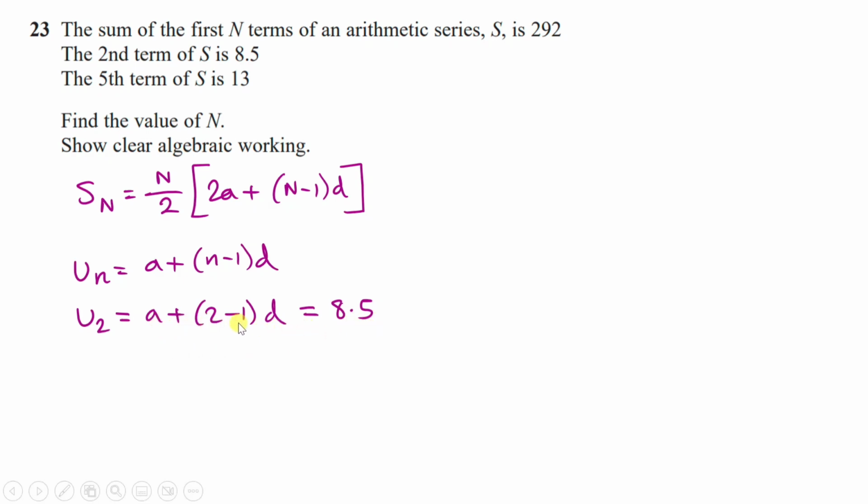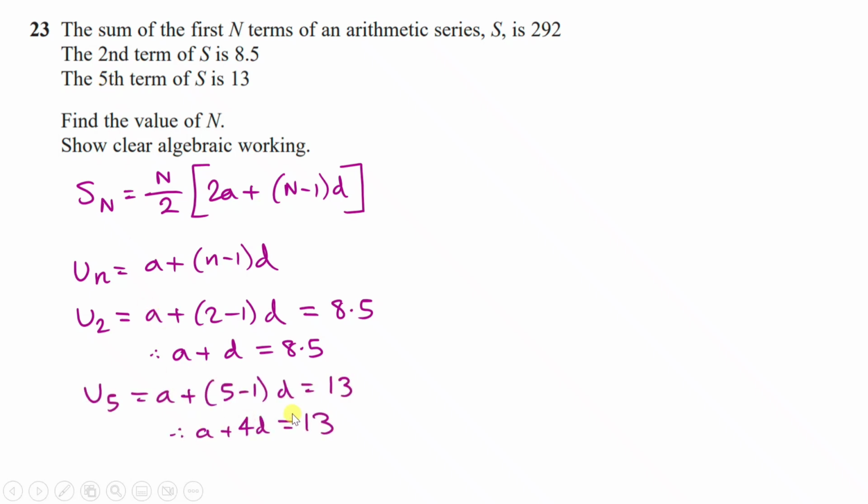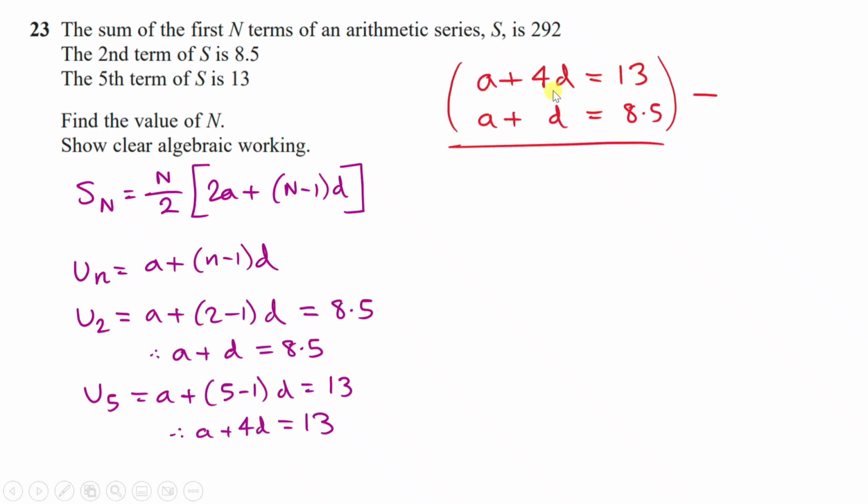If I simplify this middle part, 2 minus 1 is just 1, so it would just be a plus d equals 8.5. And that is one equation. Now, if we repeat this for when n equals 5, we're going to get something similar. Instead of 5 minus 1, you get 4d. That would equal 13.